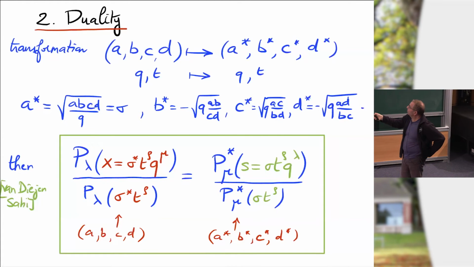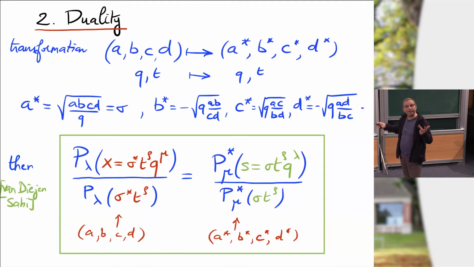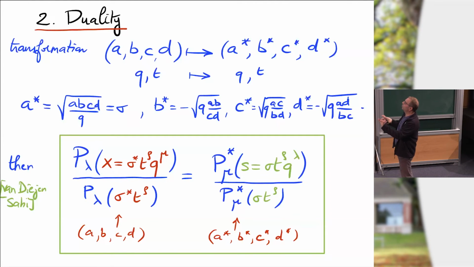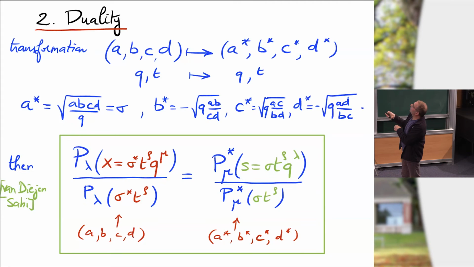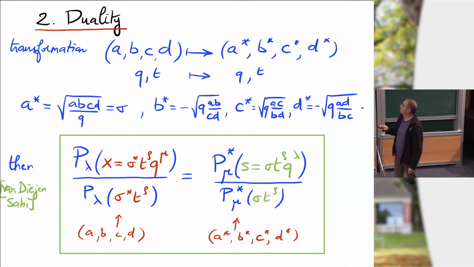So there's a transformation which leaves Q and T invariant, but changes A, B, C, D, like this, which is such that the same property as the one I described for A type is still true. The polynomial lambda of X specialized at some dual expression involving another partition mu is symmetric under interchange of mu and lambda, except that you also have to switch to the dual parameters here. So it's a little bit more complicated, but essentially it's the same story.